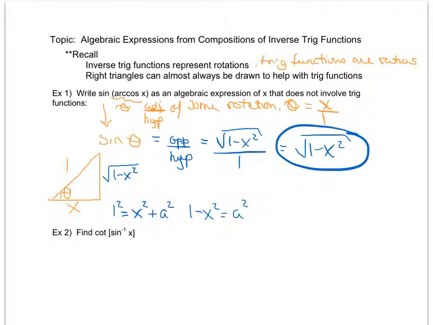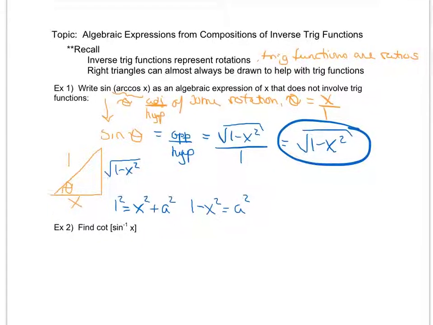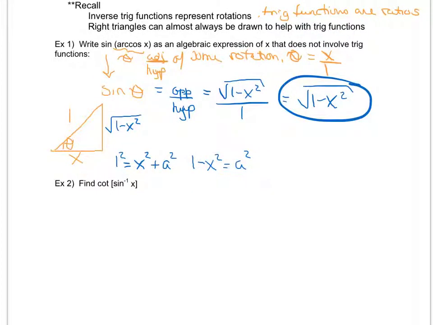Looking at example 2. Notice that because I was just trying to find in the end a side ratio anyway, I never really needed to know what that rotation was, as long as I had enough information to come up with a side ratio. I'm going to do the same thing in example 2. Whenever I have an inverse trig function, it means a rotation. So let's say this time I call my rotation alpha. Since I have sine, the opposite over hypotenuse of some rotation that I've decided to name alpha is x, or x over 1 if I want to write it as a ratio.